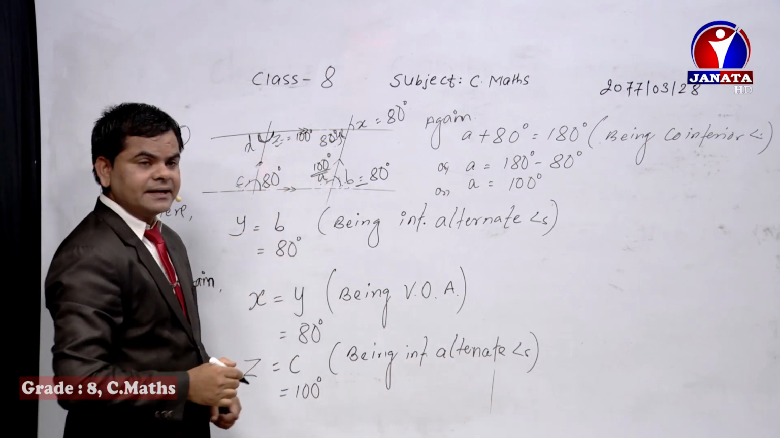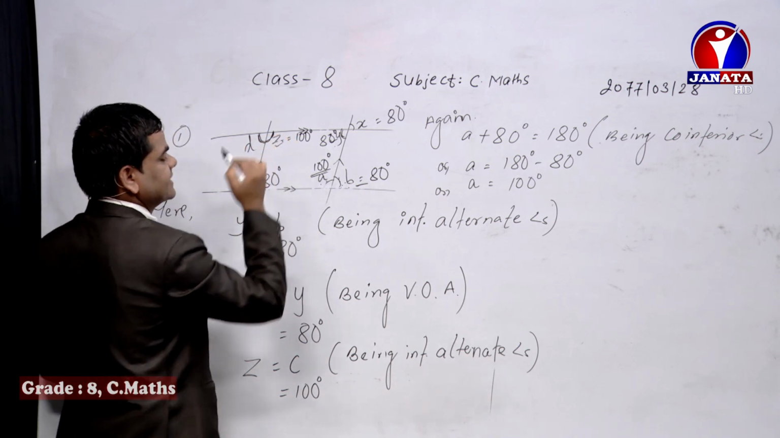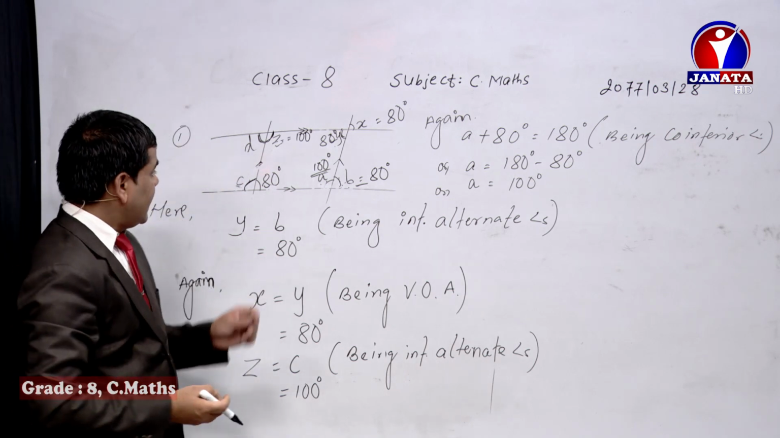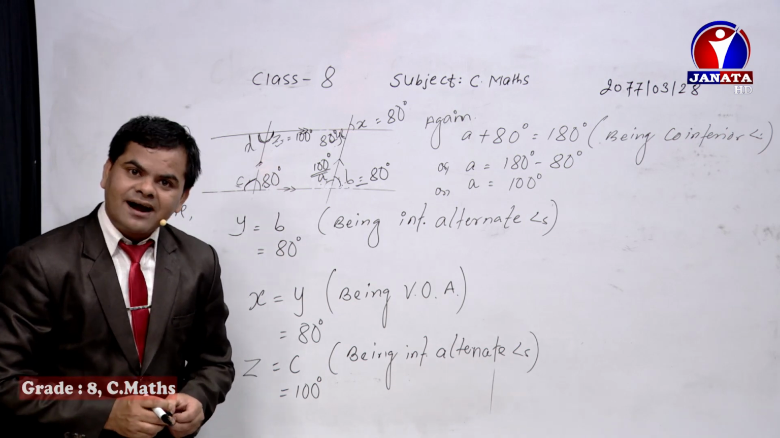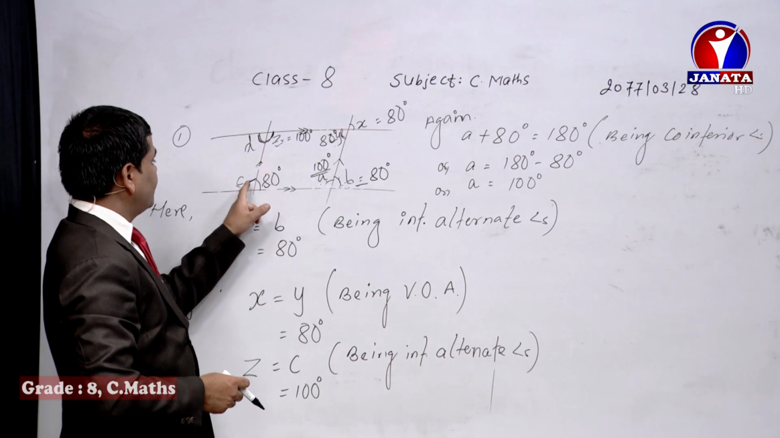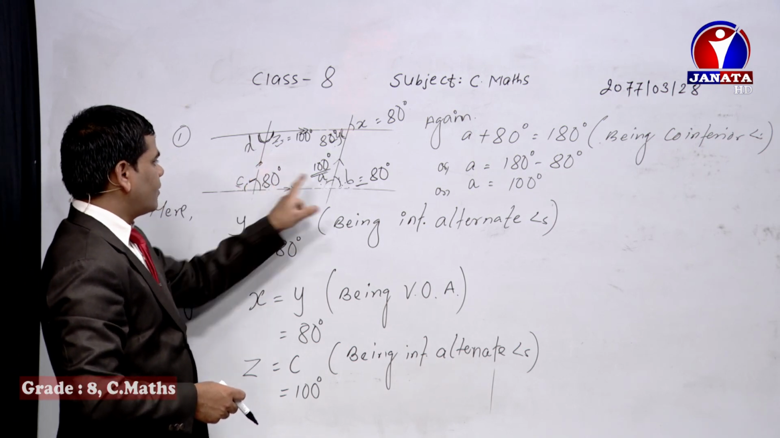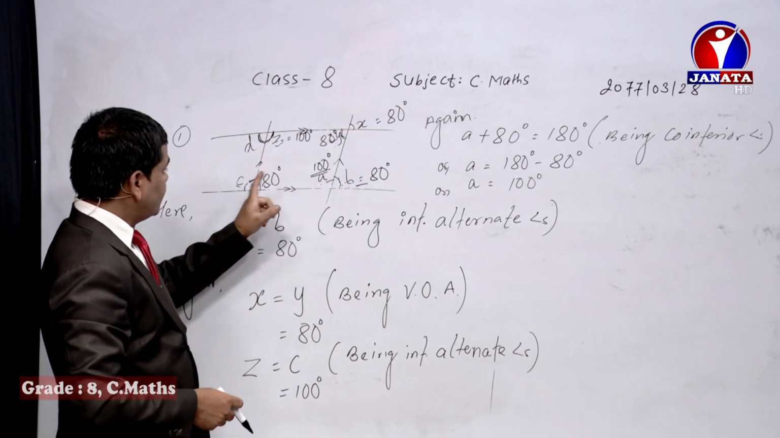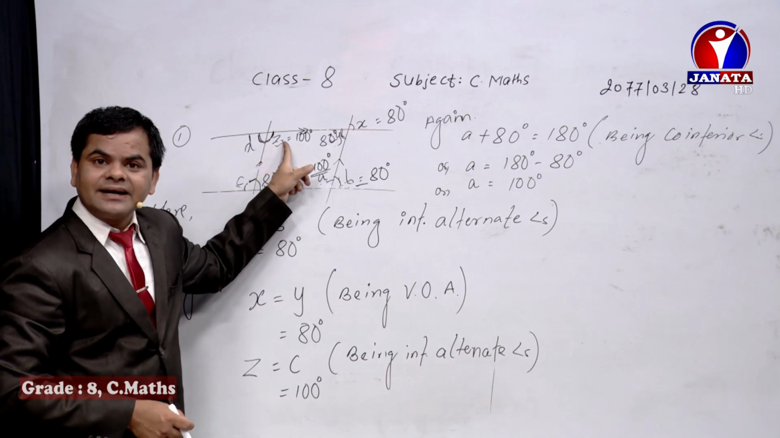That is one way. Another way is, dear student, you can compare C and Z, because they are interior alternate angles. And we know that as per the property of interior alternate angles, they are equal to each other. So the value of C will be 100 degree by doing supplementary here, or by comparing with A as corresponding angle, isn't it? So we got the value of C as 100 degree, so Z also becomes 100 degree.